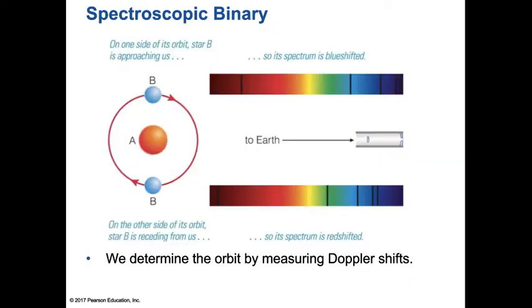Another way of detecting stars is through what we call the spectroscopic method. We just mentioned the visual. Now we use spectra, colors. The idea is that when a star is moving towards us, its unique color spectrum will be blue shifted. And when the star moves away from us, if we're down here observing, then the spectrum would be redshifted. So you see that here.